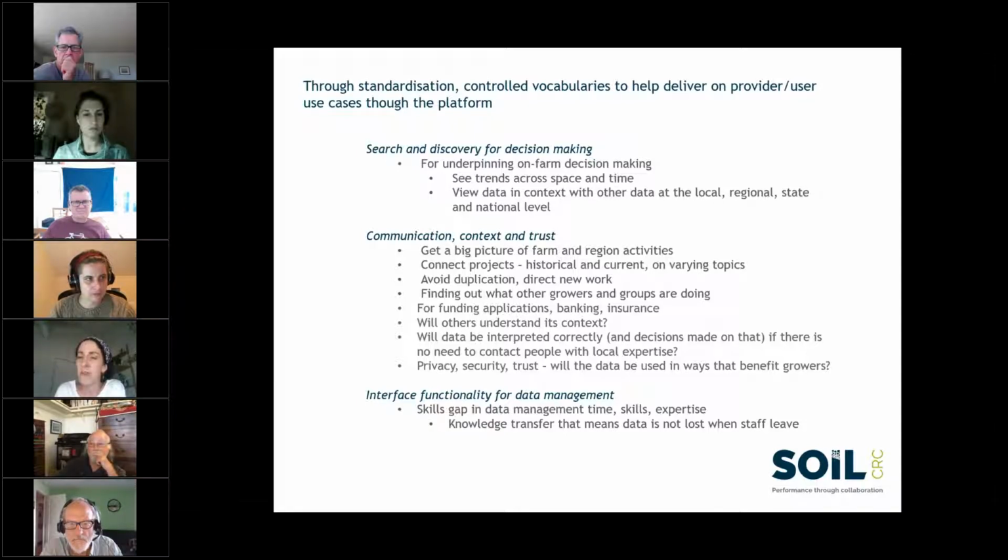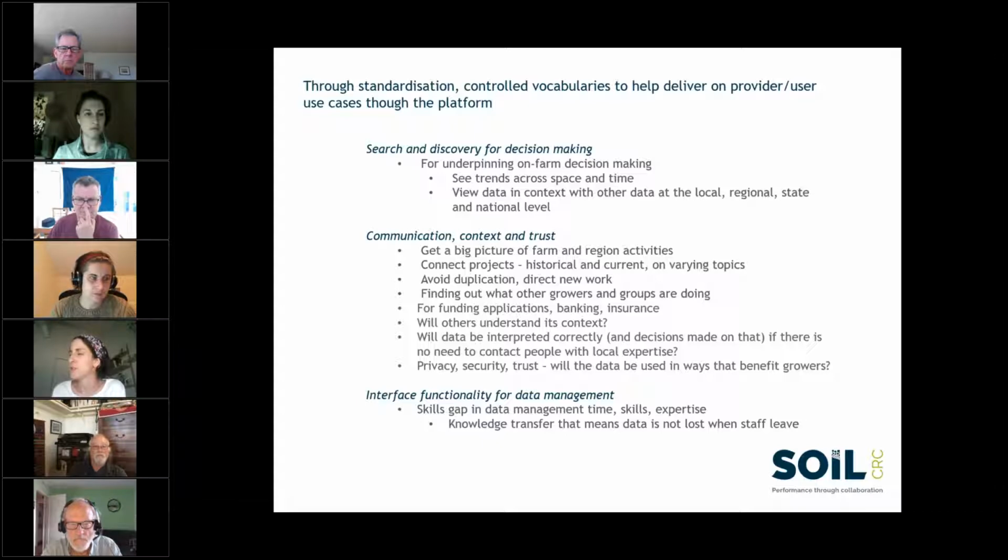So in terms of communication, they like to be able to search and discover to help them get big pictures of farming activities in the region, connecting to other projects, avoiding duplication, using for funding applications, potentially banking, insurance. They're concerned about their data that's shared. Will it be described properly? Will others understand its context when it's out there? And issues around privacy, trust and security always come up.